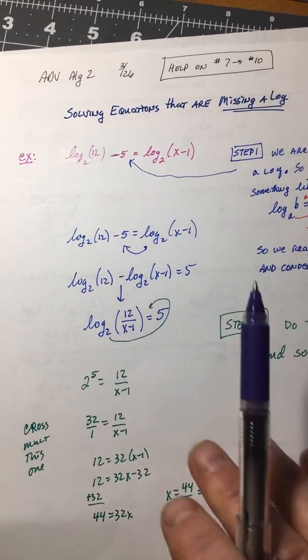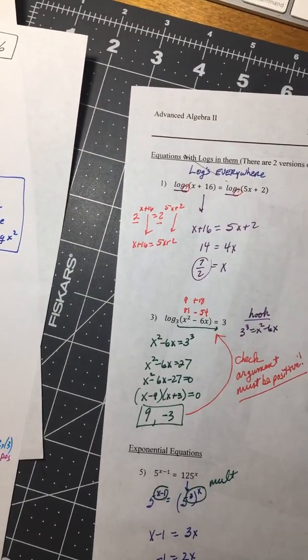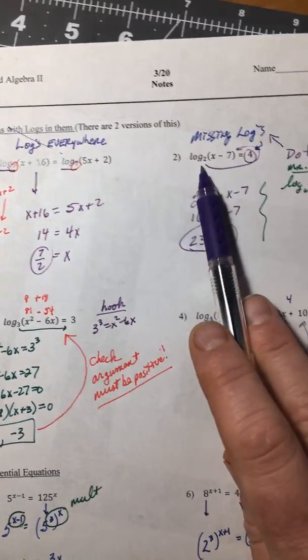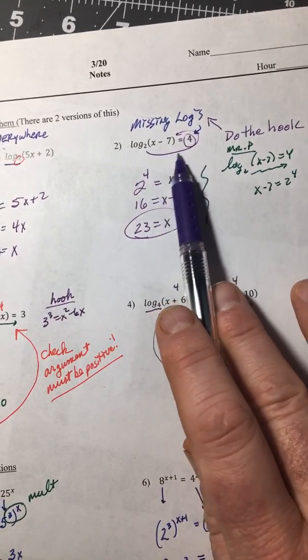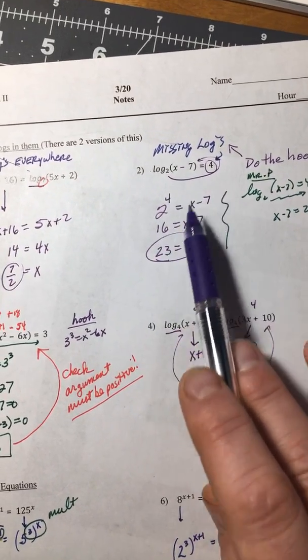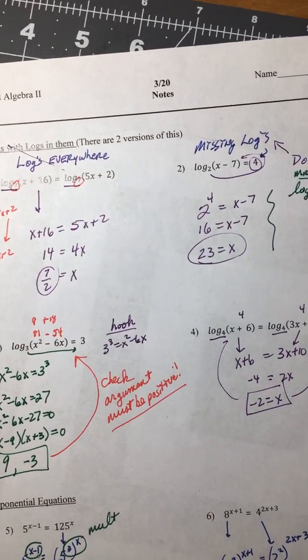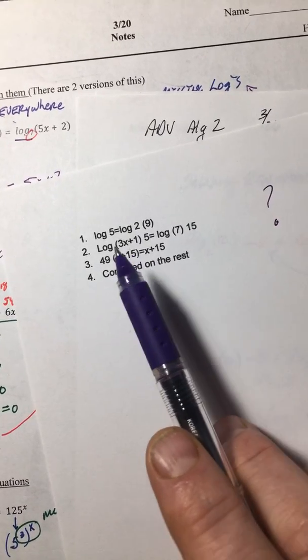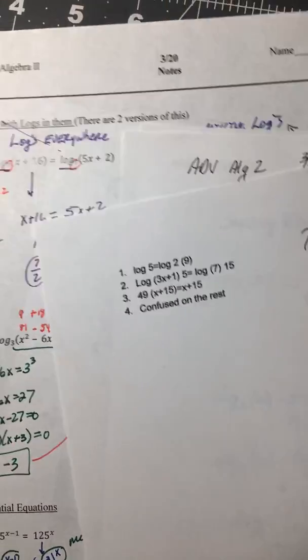So you need to go back and look at picture 3. Then you can also go back to the notes from 320. Okay, and look right here. We're working examples where we had missing logs, so we have to do the hook. All right. So I hope this helps. Again, because you've got me all confused about how these are even possible answers.